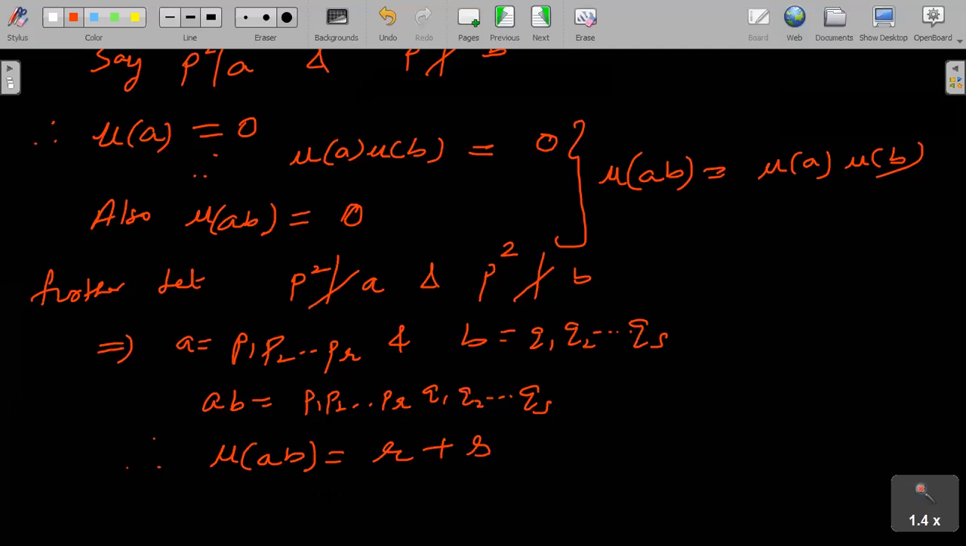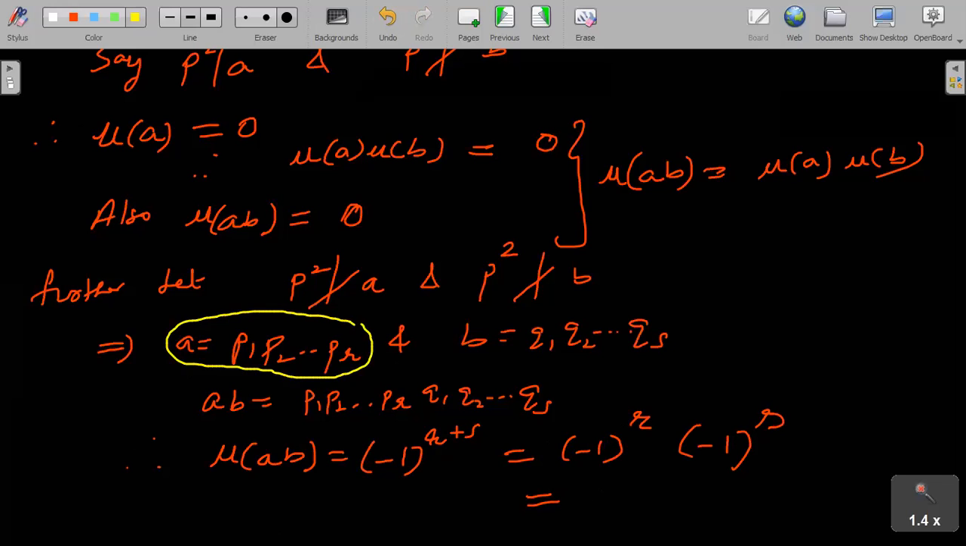Oh, sorry, not R plus S. I'm sorry. Mu of AB will be minus 1 raised to power R plus S. So you see, इसको हम लिख सकते हैं minus 1 raised to power R into minus 1 raised to power S. But ये देखो बेटा, A में कितने एलिमेंट्स थे, R एलिमेंट्स, P1 P2 PR. So you see, minus 1 to the power R is nothing but mu of A.